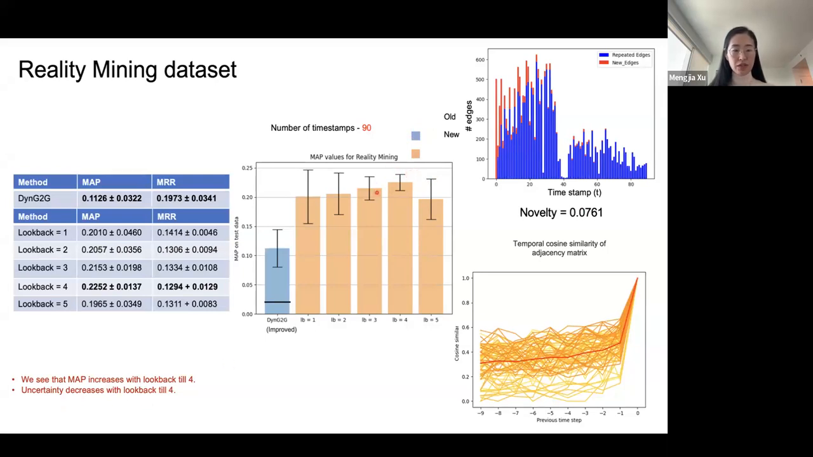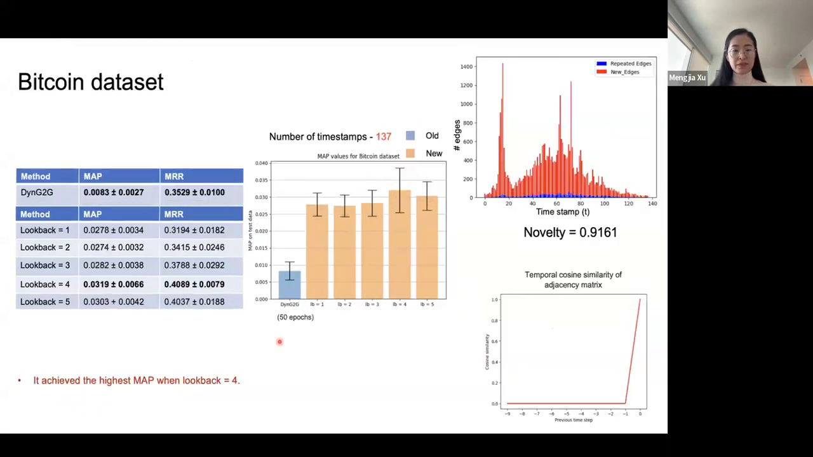The uncertainty also decreased until look back 4. So this is a very important result using transformers. We can see it is improved a lot compared to our previous paper, the blue bar. Similarly, for the Bitcoin dataset, we also achieve the highest MAP value when look back equals 4. This benchmark has a lot of time steps, 137.